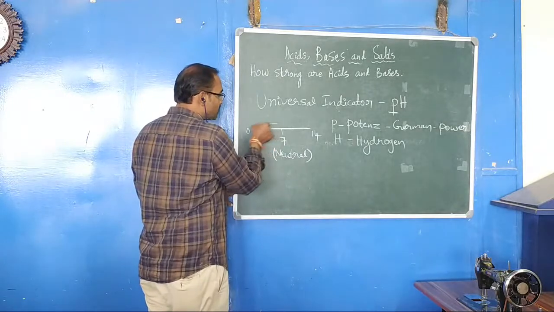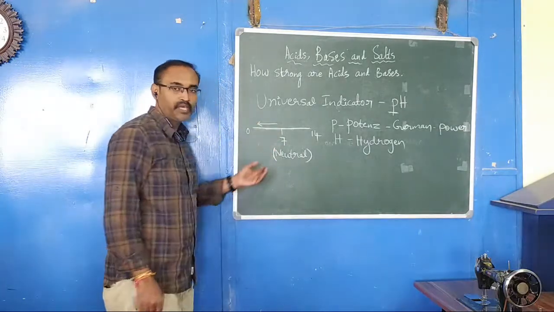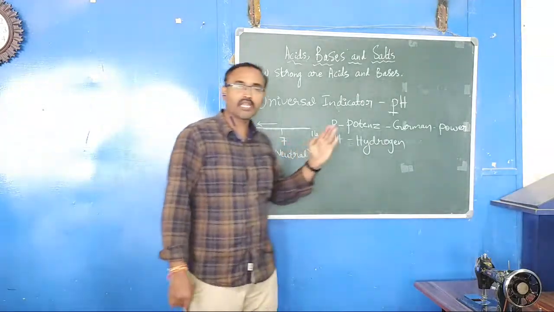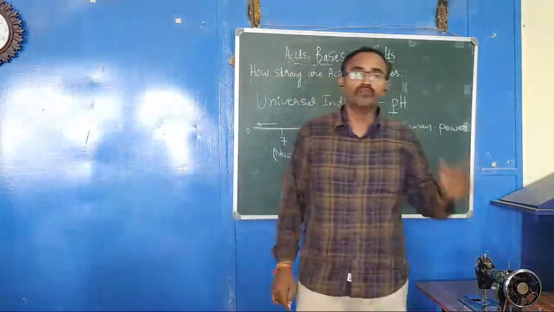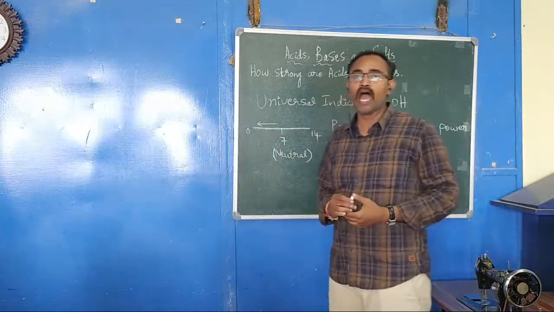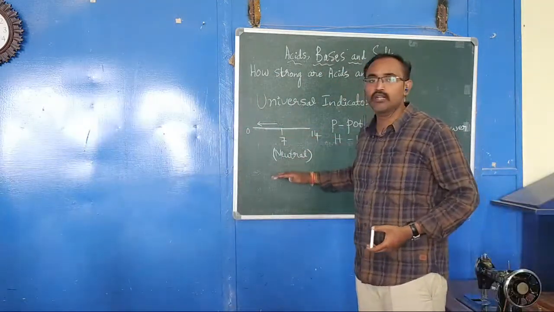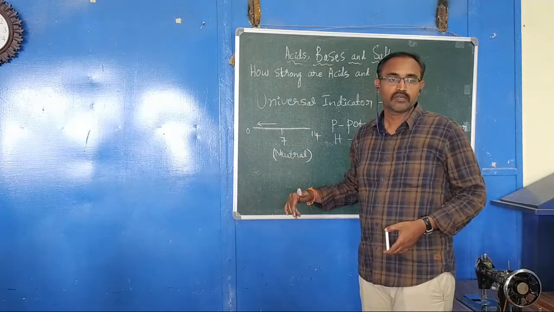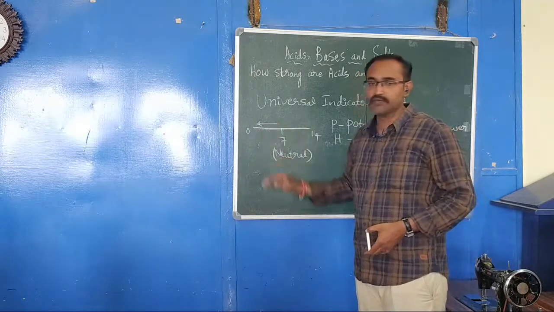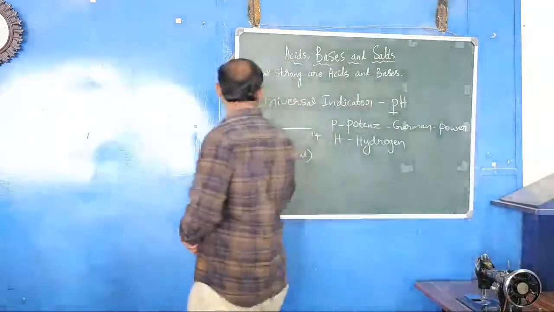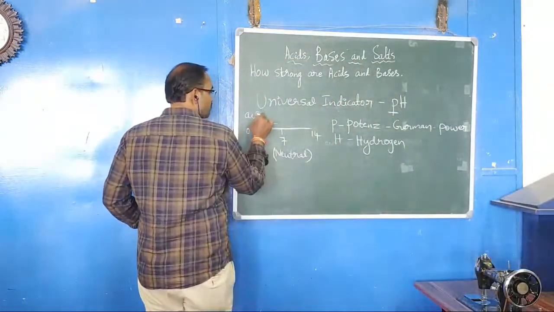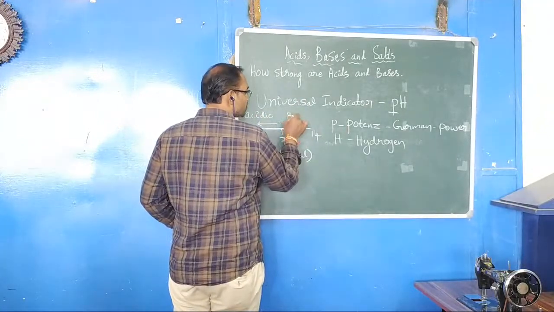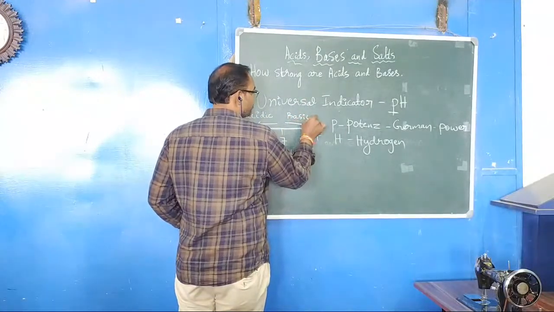Less than 7. See, the pH scale is numbered between 0 to 14. So the middle value is 7 here. 7 represents the neutral solution. And less than 7 indicates acidic solution. More than 7 indicates basic solution.